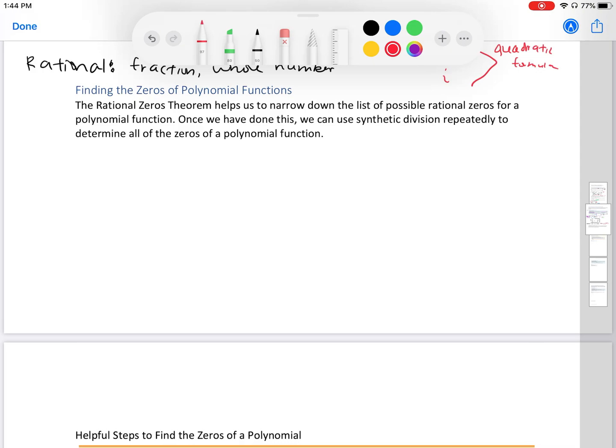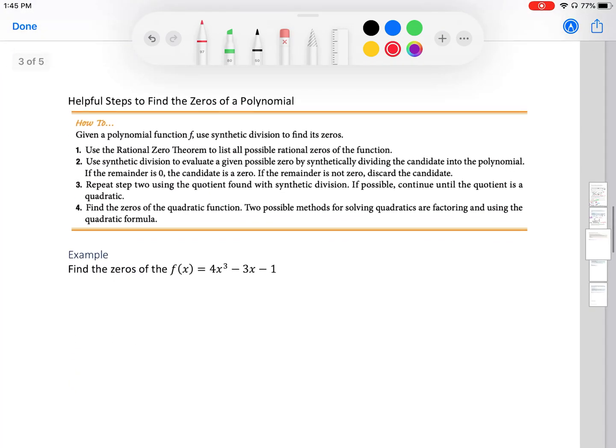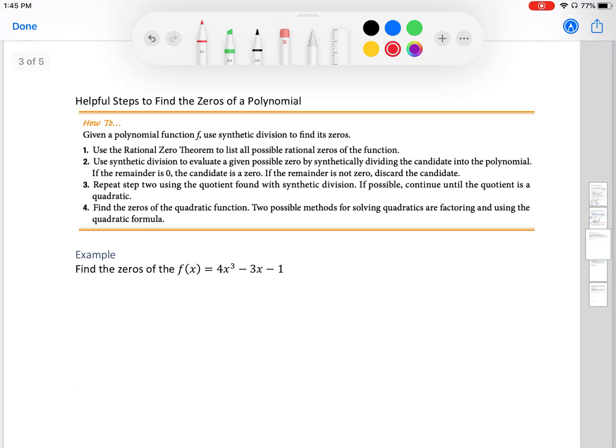Find the zeros of polynomial functions. The rational zeros theorem helps us narrow down the list of possible rational zeros for the polynomial function. Once we have done this, we can use synthetic division repeatedly to determine all of the zeros of the polynomial function. Helpful steps to finding zeros of a polynomial function.